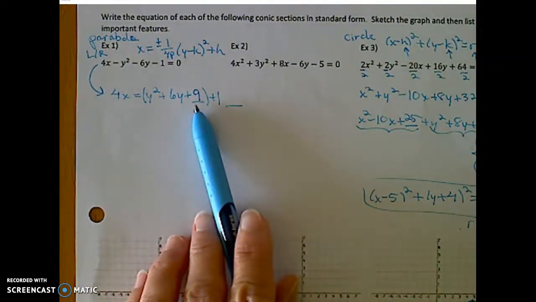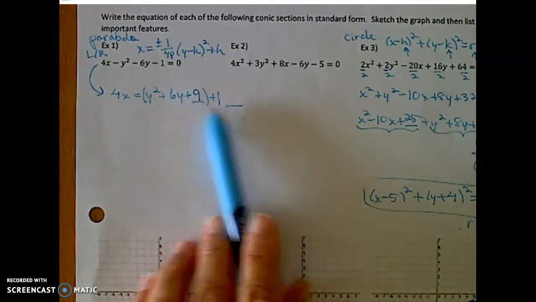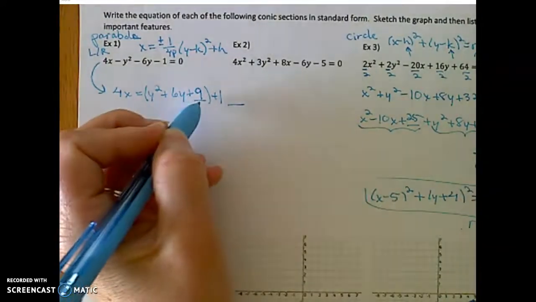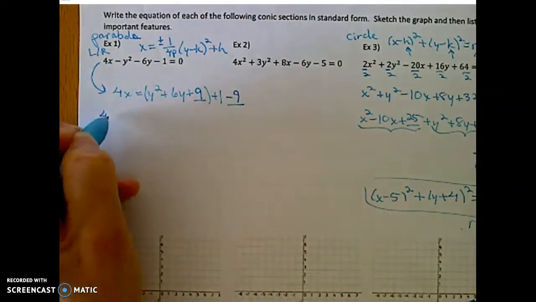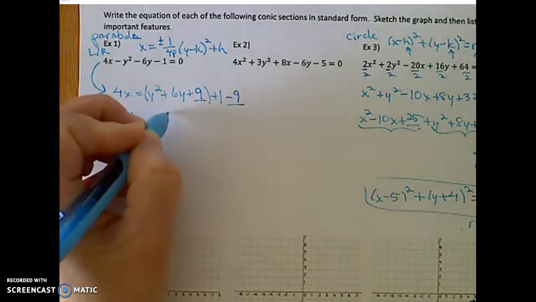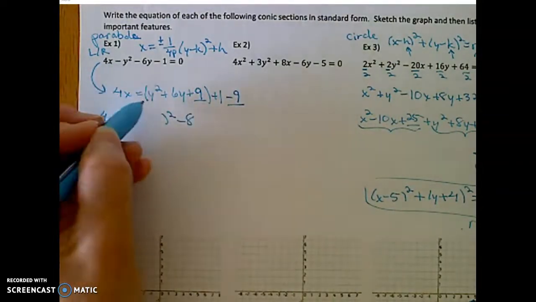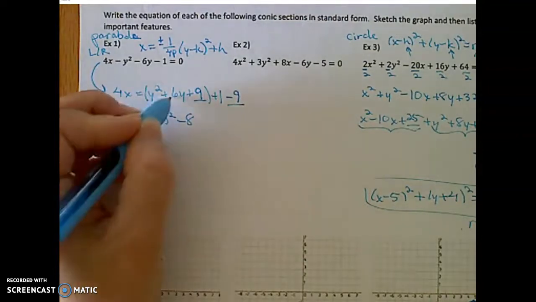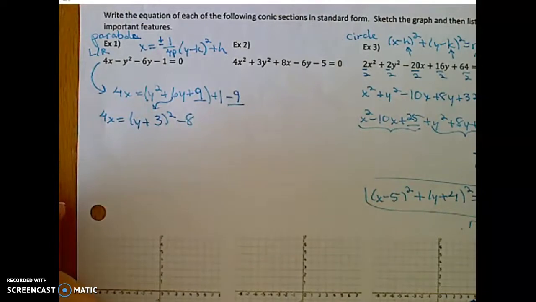Notice if I add 9 on the right, I have to get rid of it on the right. Remember the opposite signs when we're on the same side? So if I add 9, I'm actually going to subtract 9. And I'm going to write this as 4x is equal to factor and combine. And what is that? Y plus, divide by 2 for that term, y plus 3 squared minus 8.